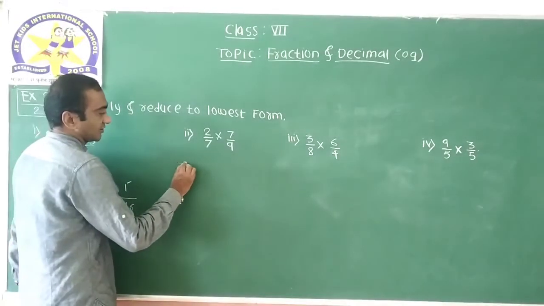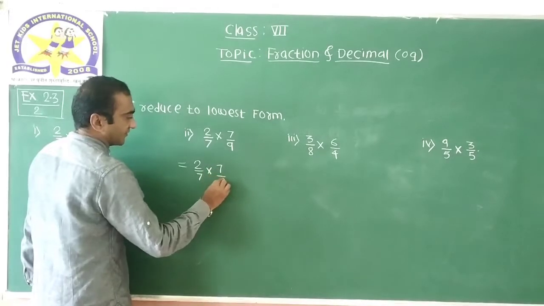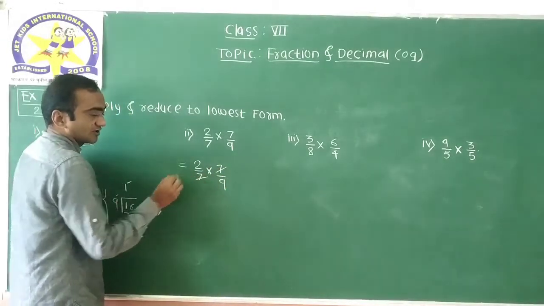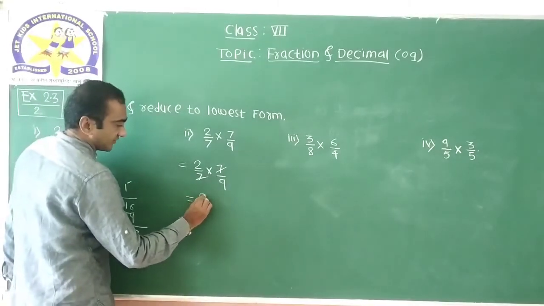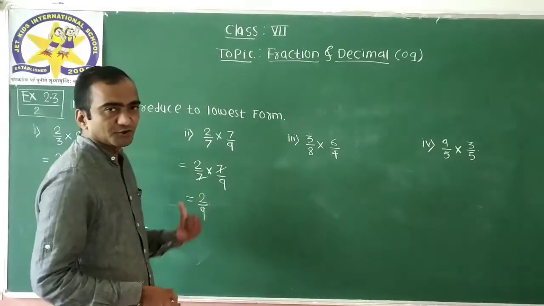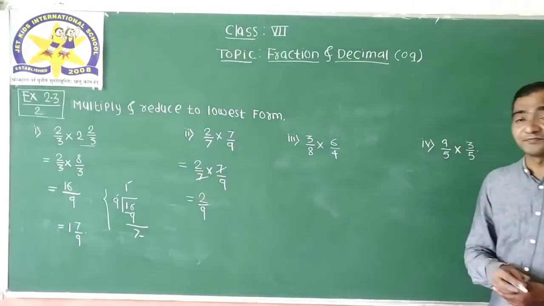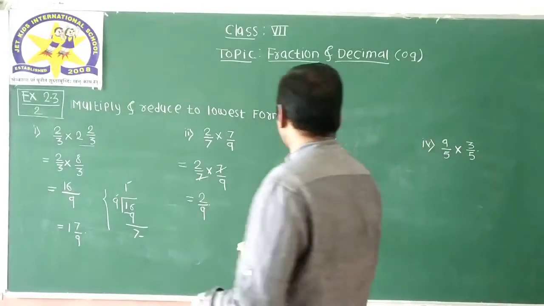Question number second, 2 by 7 multiplied by 7 divided by 9. Here we can cancel out this 7 and 7. So the numerator of this fraction will be 2 and denominator will be 9. So the final answer of second question is 2 by 9. It is very easy question. Now see question number third.